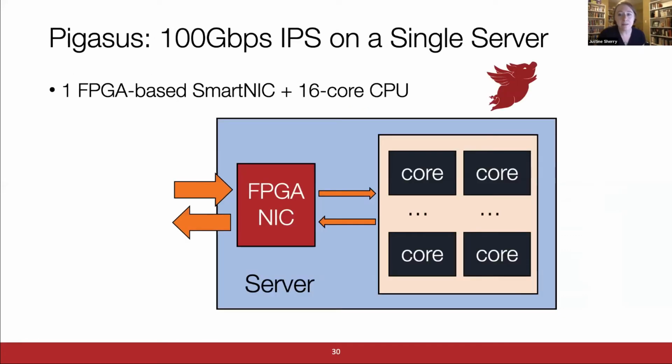The key idea behind Pigasus is that packets are going to come on and off the FPGA, and the FPGA is going to be the owner of all of the packet processing, and that 16-core CPU is only going to help out. So this is what I would call an FPGA-centric or FPGA-first design.